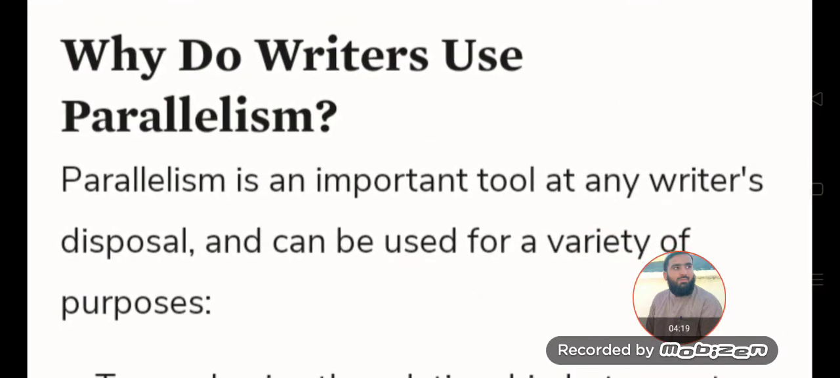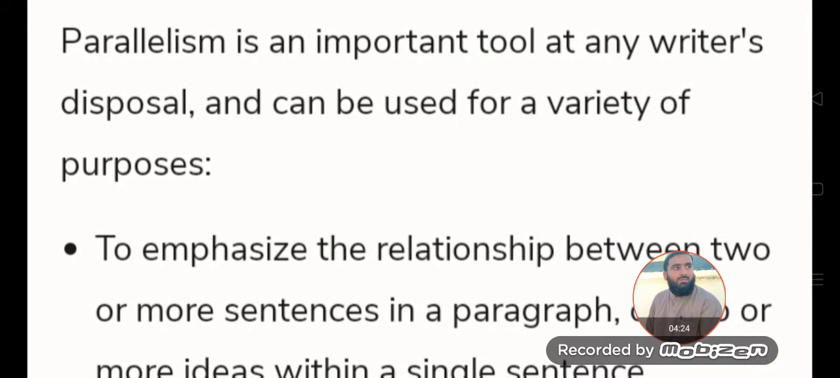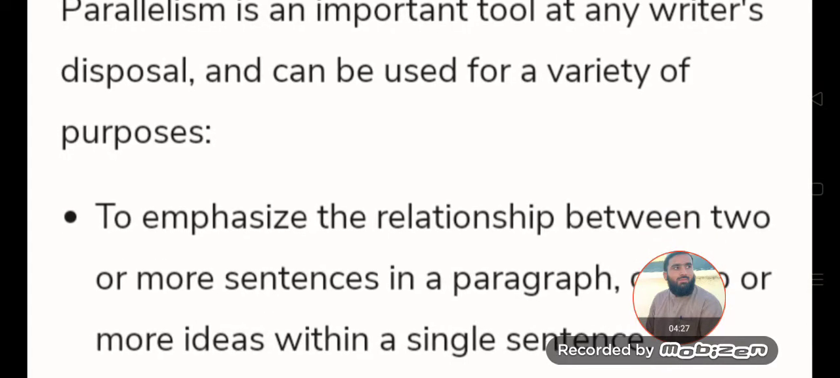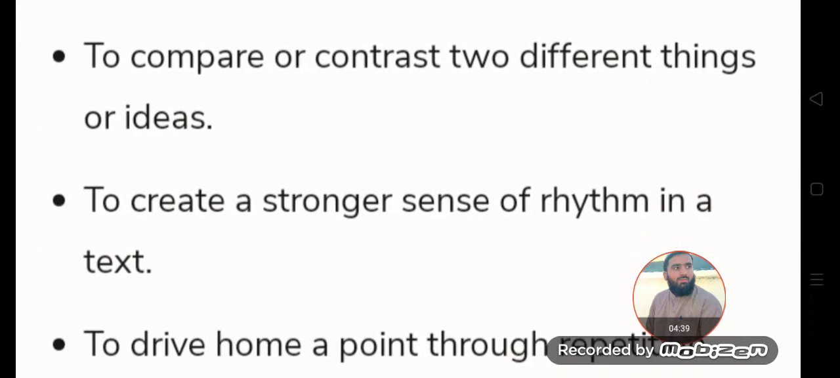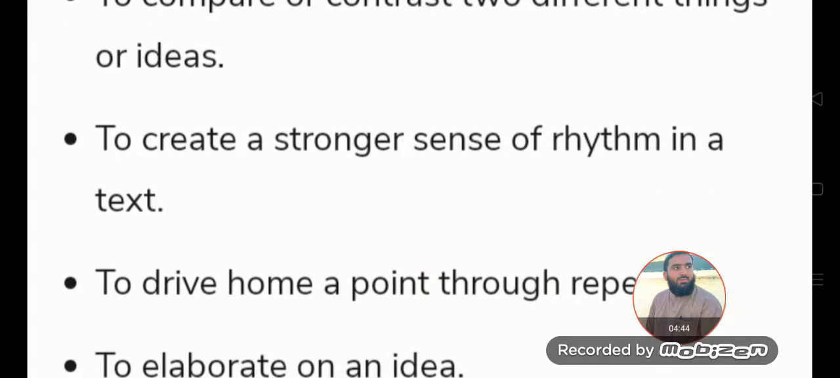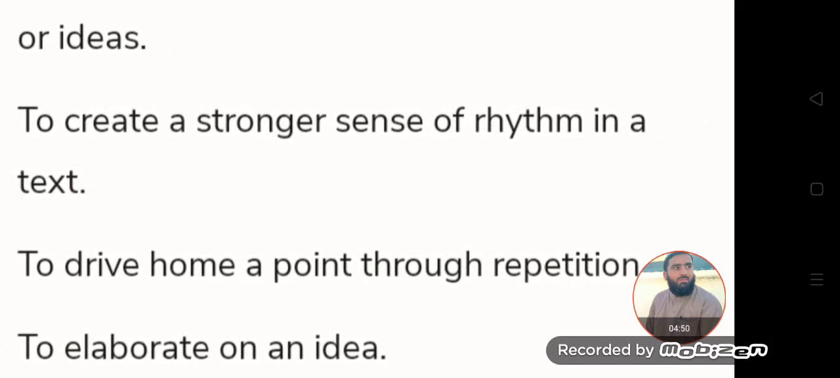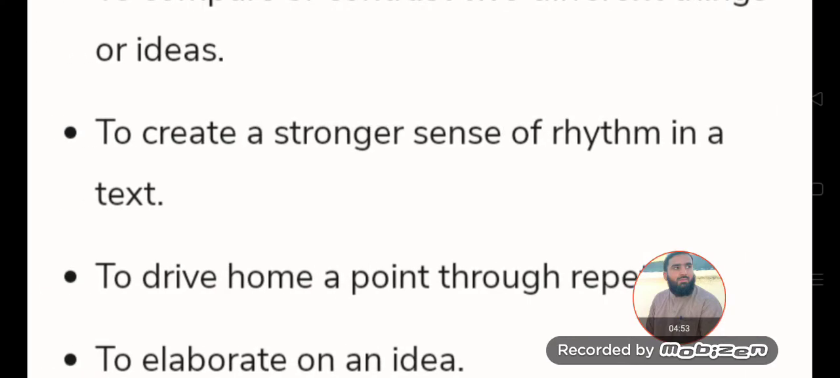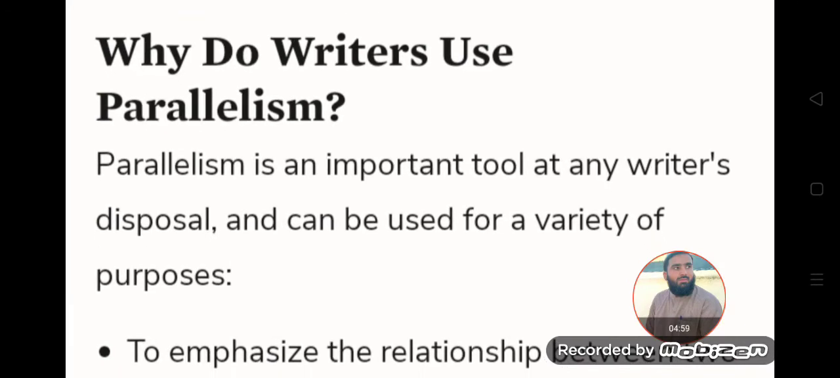Dear students, it's very important to ask why writers use parallelism. Parallelism is an important tool at any writer's disposal and can be used for a variety of purposes. For example, to emphasize the relationship between two or more sentences in a paragraph, or two or more ideas within a single sentence. To compare or contrast two different things or ideas. To create a stronger sense of rhythm in a text or in a language. To drive home a point through repetition. To elaborate on an idea. So these are the purposes for which writers use parallelism in their texts.